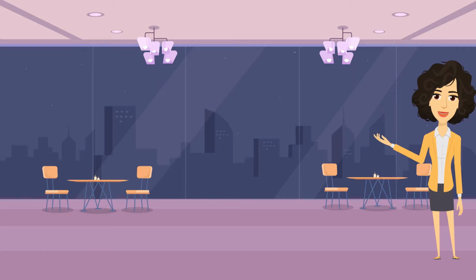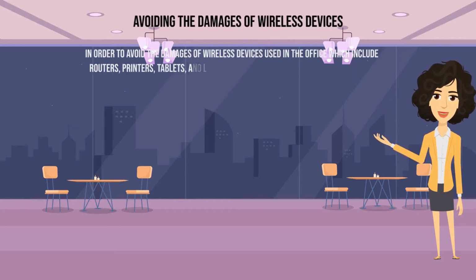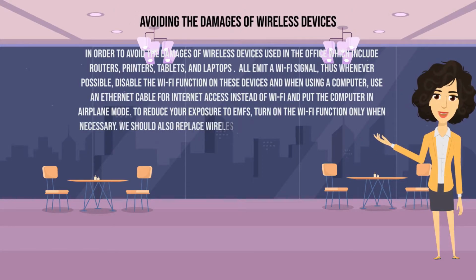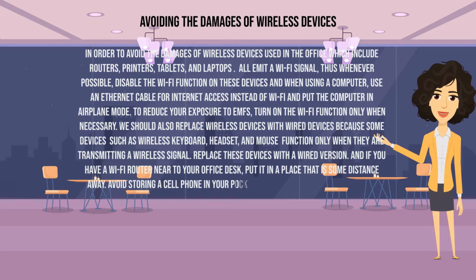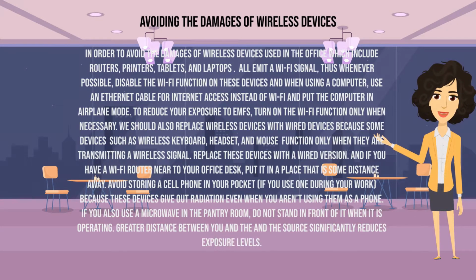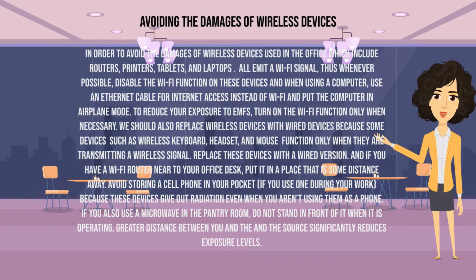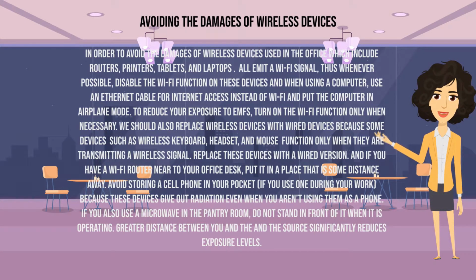In order to avoid the damages of wireless devices used in the office, which include routers, printers, tablets, and laptops, all emit Wi-Fi signal. Whenever possible, disable the Wi-Fi function on these devices, and when using a computer, use an Ethernet cable for internet access instead of Wi-Fi, and put the computer in airplane mode. To reduce your exposure to EMFs, turn on the Wi-Fi function only when necessary.